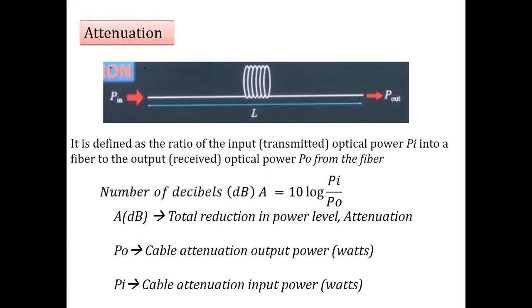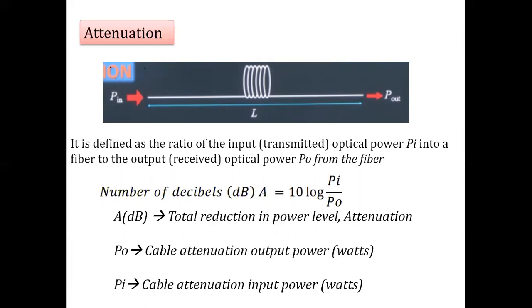So now we can see what we mean by attenuation. The most important characteristic of the cable is the power loss. This power loss is called attenuation. It is used to determine the maximum transmission distance between a transmitter and a receiver. Here this is our transmitter and this is our receiver. So the maximum transmission distance between the transmitter and receiver is determined by attenuation.